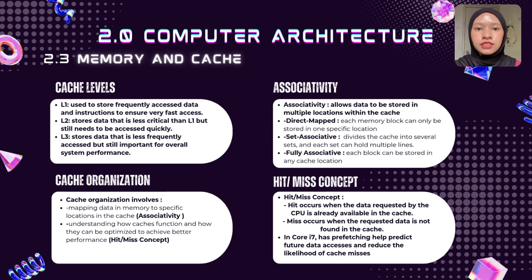Next, talking about cache organization. Intel Core i7 uses a multi-level cache hierarchy to optimize performance. Cache organization maps memory data to cache locations via direct mapped, set associative, or fully associative techniques to reduce latency and improve access speed. The hit or miss concept is crucial for understanding cache function and optimization. Associativity: first, direct mapped, where each memory block can only be stored in one specific location. Second, set associative divides the cache into several sets and each set can hold multiple lines.